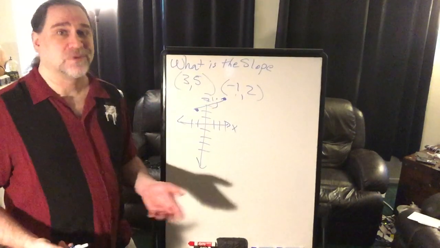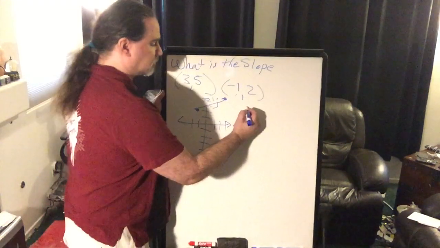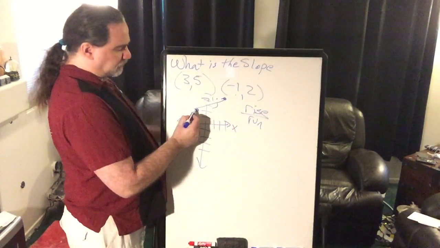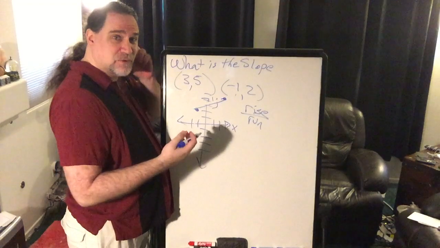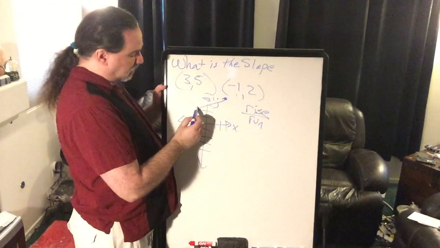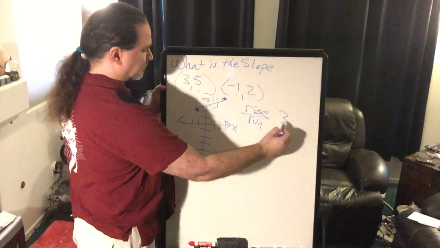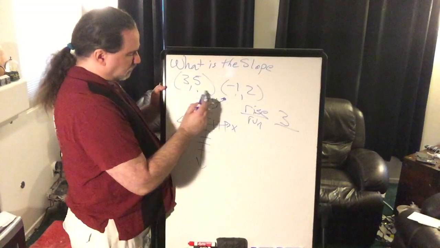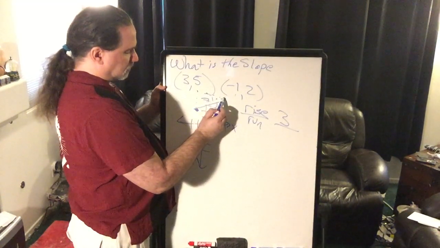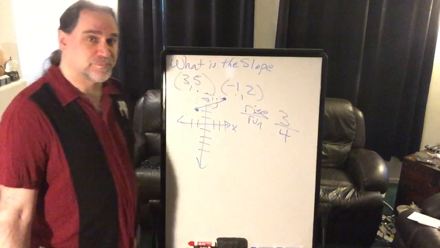And now what are we going to do? Same thing we just did. We're going to count our rise. We're going to count our run. So we're just going to go rise over run. And we're just going to pick a point. Because I read from left to right, I'm always going to do that as my default. So I'm going to rise 1, 2, 3. 3 is the rise. And then I'm going to run 1, 2, 3, 4. Okay, there's my slope, 3/4.